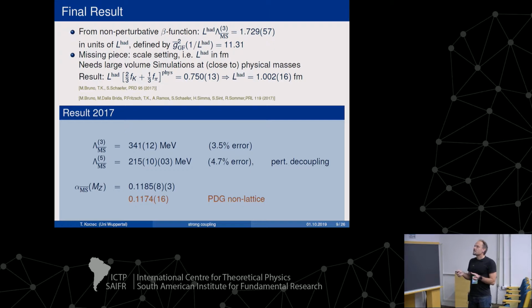So this is where the experimental input comes from. First, you need, for instance, the pion mass and the kaon mass to know what the physical mass point is, and then one additional quantity to set the scale. And these are all low energy quantities.